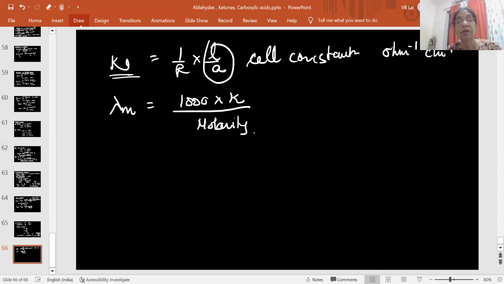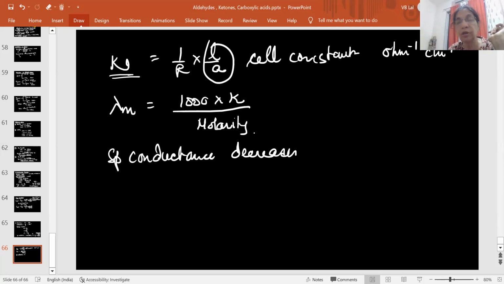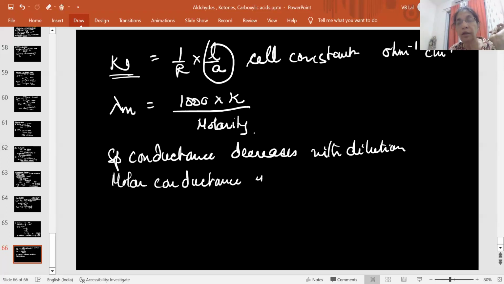Then the next thing is that specific conductance decreases with dilution, but molar conductance increases with dilution. So these are questions which are sometimes asked in MCQs.